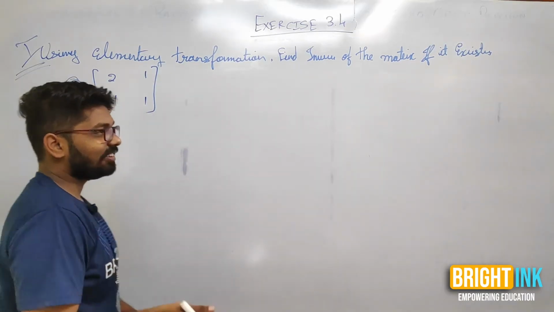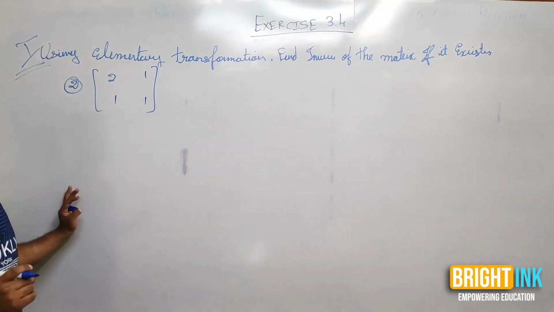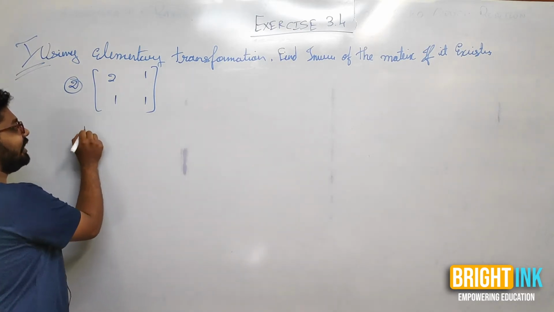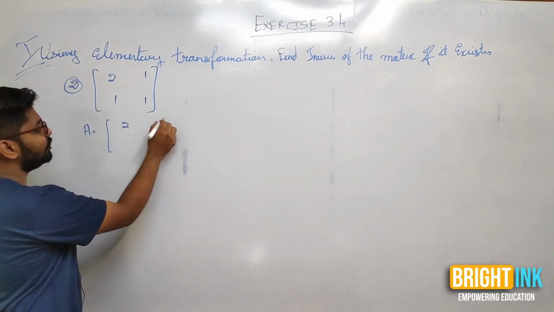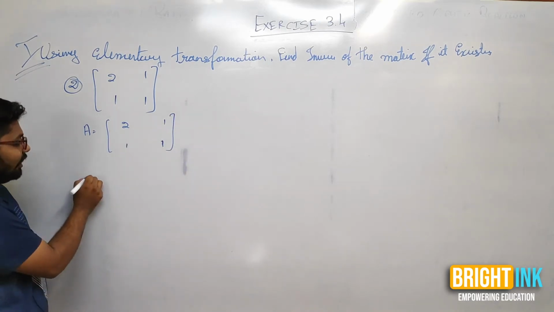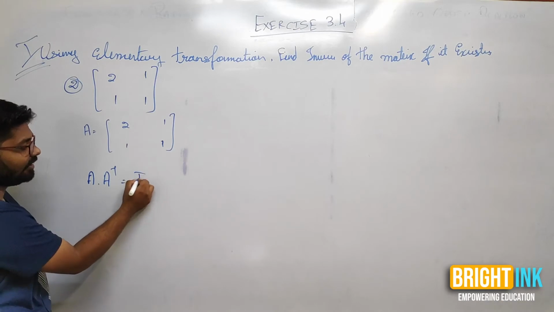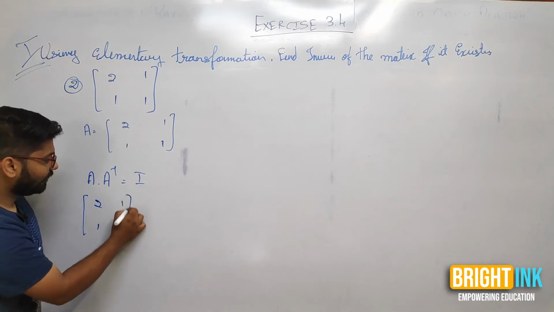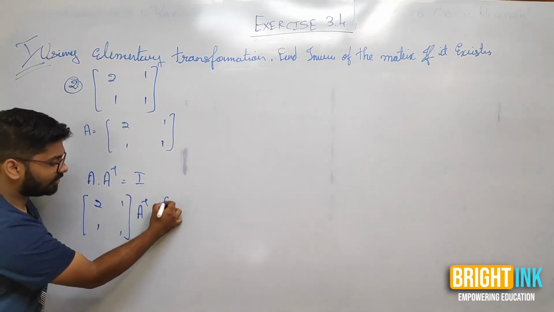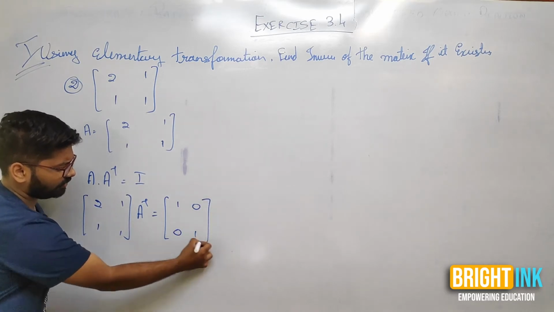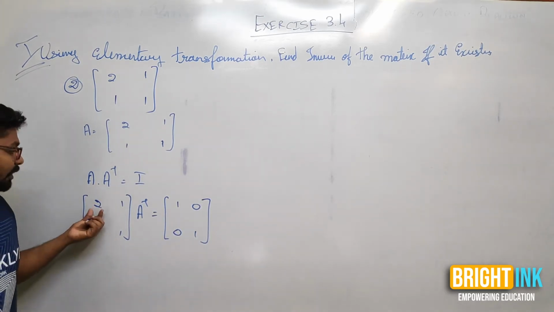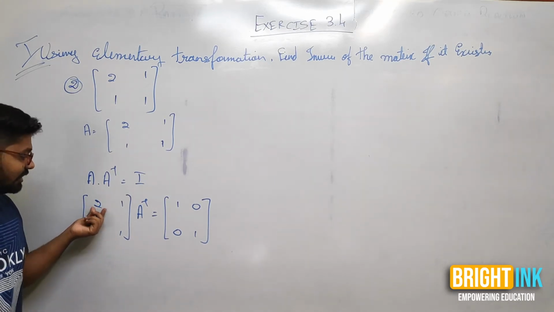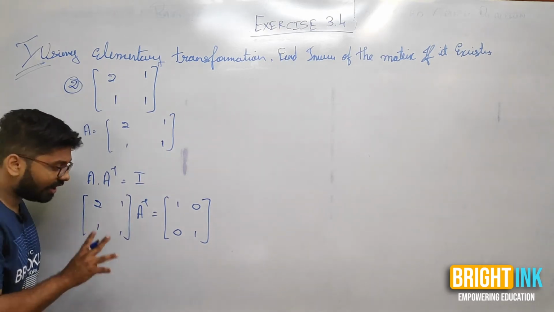Okay. So let us see another sum based on the same thing, using elementary transformation, find A inverse. Okay. So let A be equal to this matrix, that is 2 1 1 and 1. Now A into A inverse is what? Identity matrix. So I will write here A, that is 2 1 1 1, into A inverse is equal to the identity matrix, 1 0 0 and 1. Okay. So in the identity matrix at this position, 1 should be there.